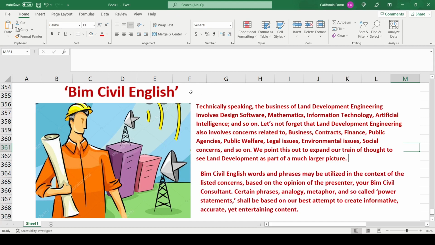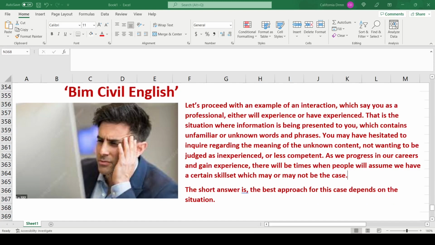Certain phrases, analogy, metaphor, and so-called power statements shall be based on our best attempt to create informative, accurate, yet entertaining content. Let's proceed with an example of an interaction which you as a professional either will experience or have experienced. That is the situation where information is being presented to you which contains unfamiliar or unknown words and phrases.